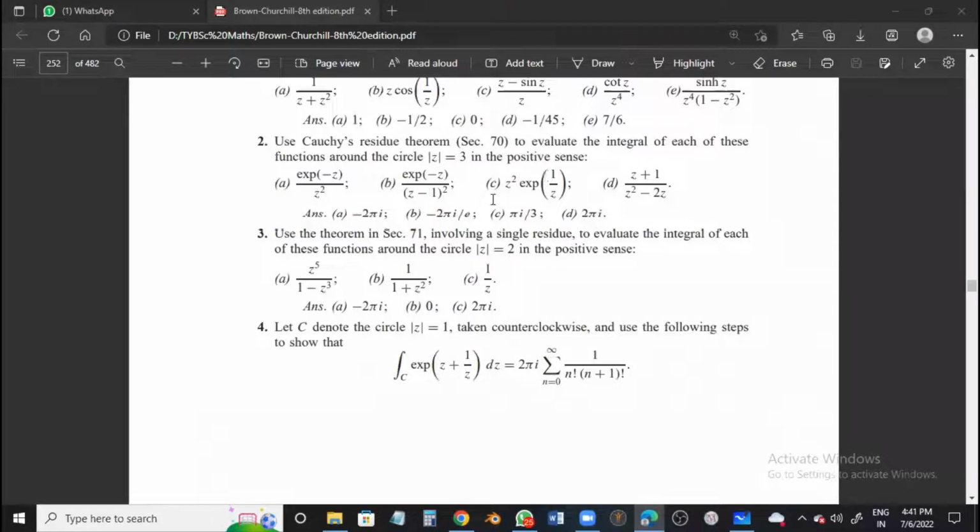So would you solve this? z square into exponential of 1 by z. Okay, so z square into exponential of 1 by z. How would you deal with it?